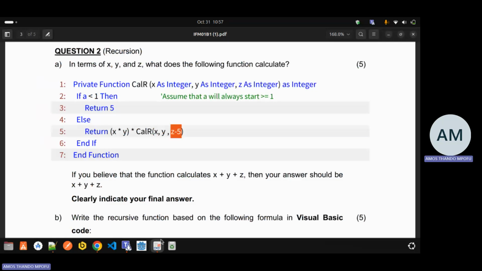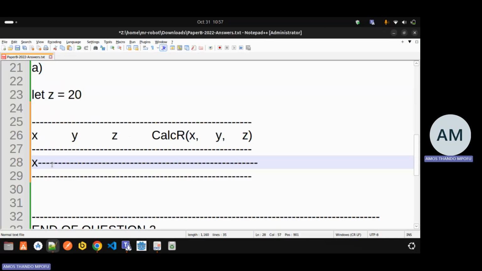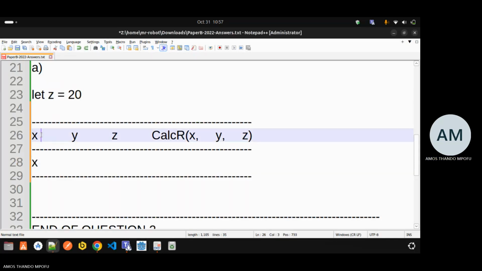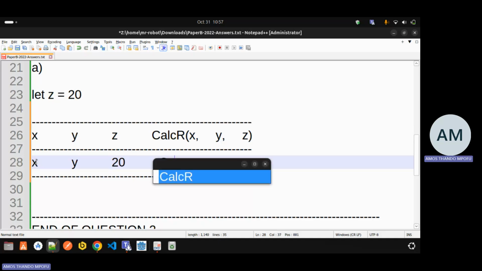So calc R, which takes in X, Y, Z. Like I said, we're starting at 20, right? And I did set my Z to start at 20. But remember, during that whole process, X and Y always remain the same. So I'm going to start at 20, and then I'm going to say calc R, which takes in X, Y, and then Z.